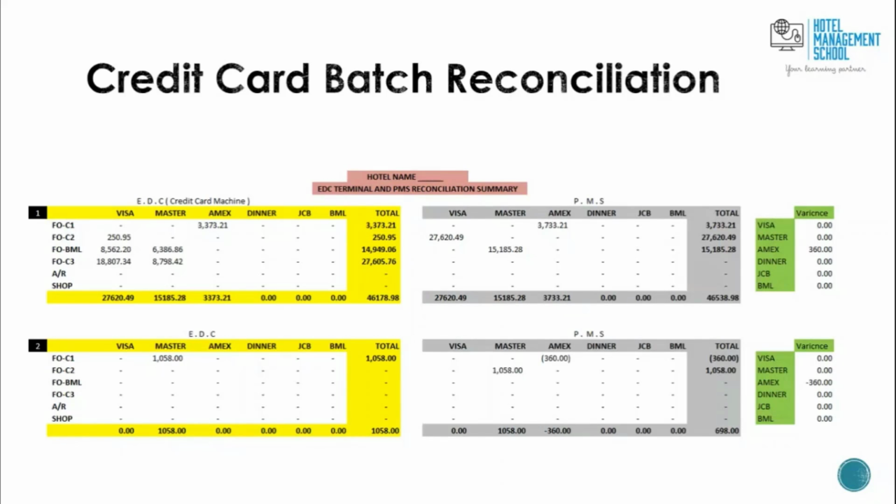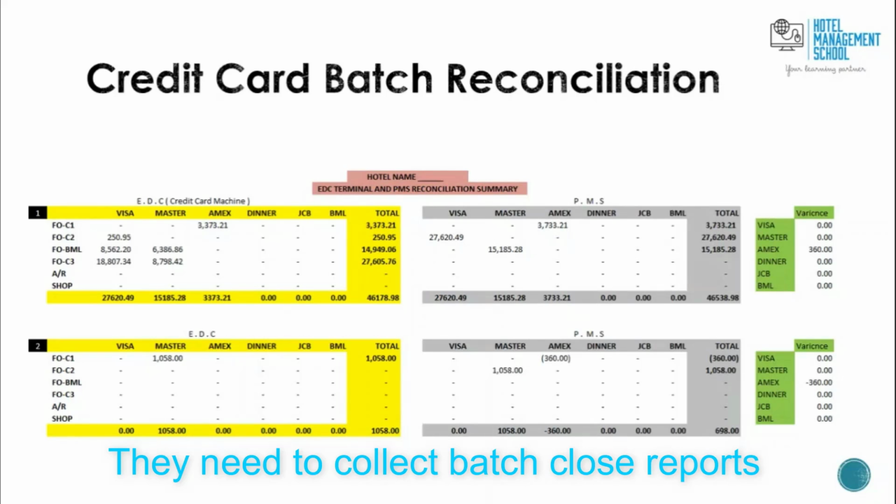This batch settlement is done every day by income audit. So they need to collect all the batch close reports from the EDC terminal, put them into the Excel here, and then put the system posting from the credit card, which you can get from your trial balance, and put it here. So the total will become total. You will find out the differences: how much the differences are, where the differences are, and who posted the difference. Also you can find out the staff name as well. Okay, clear, credit card batch settlement.